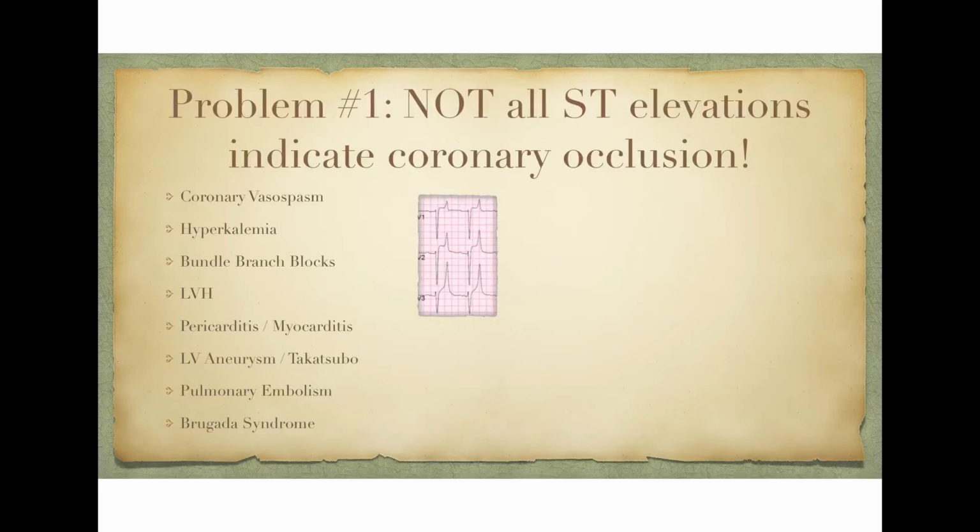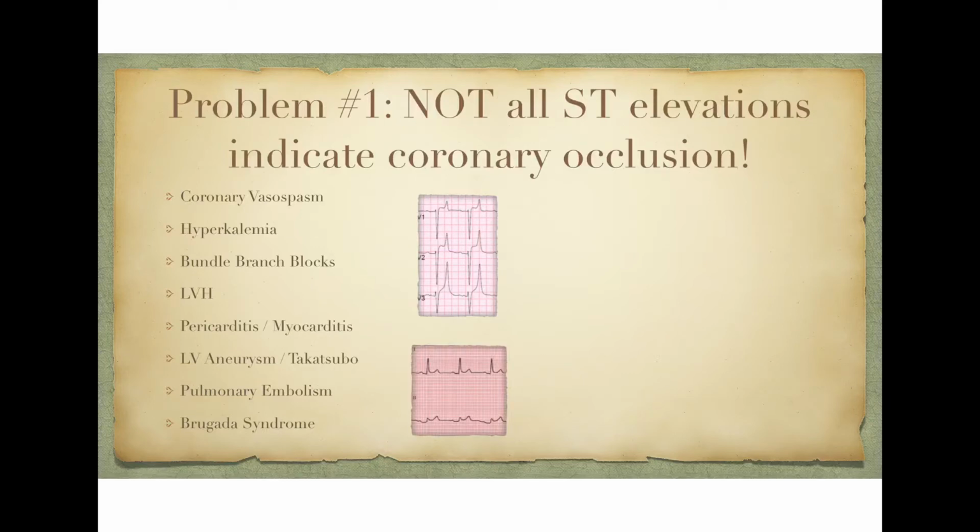In the first picture here, you see ST elevations in leads V1, V2, and V3, but what you also see are really tall peaked T waves in those leads. So notice how narrow-based and tall these T waves are. So that's indicating hyperkalemia. And this patient doesn't need to go to the cath lab, they just need to be given calcium and reduce their potassium level as soon as possible.